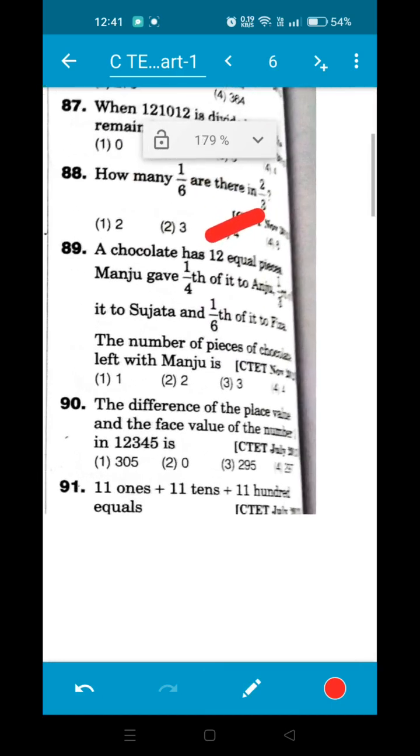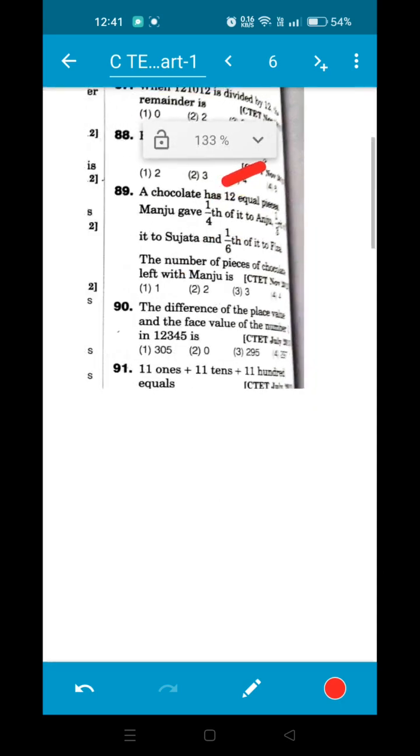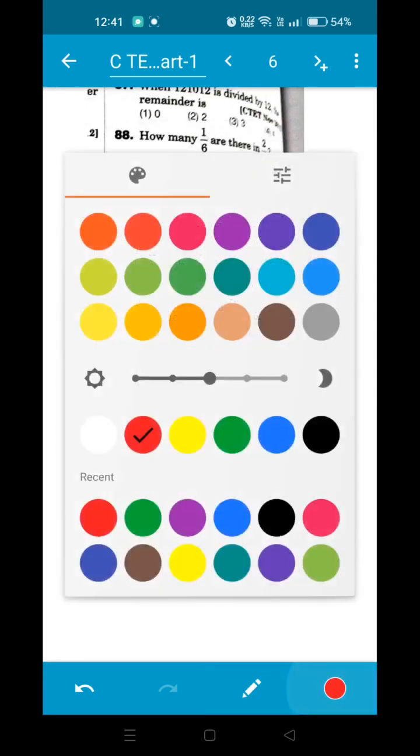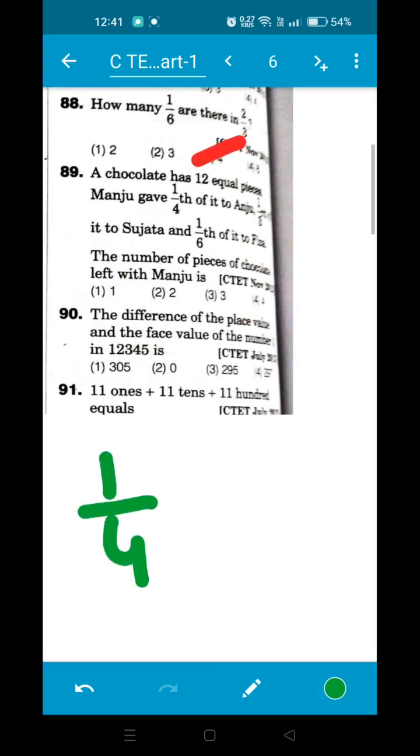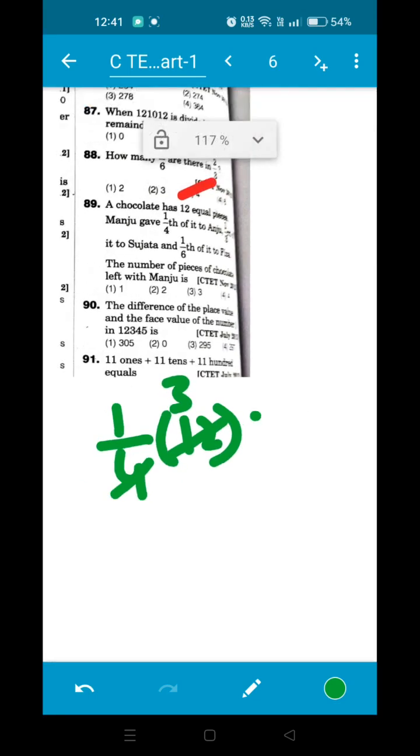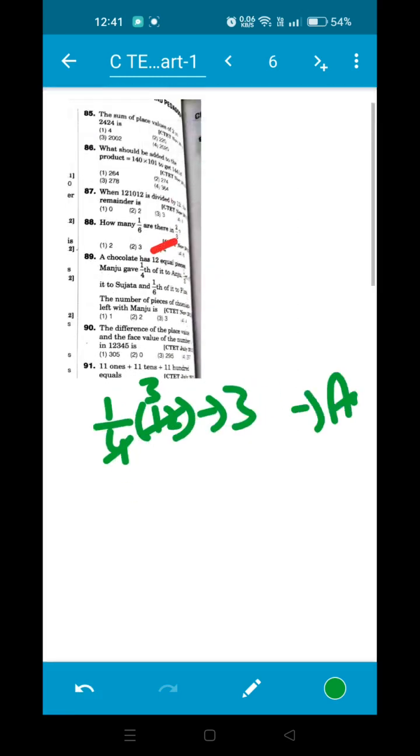Next, 89. A chocolate has 12 equal pieces. Totally it has 12 equal pieces. Manju gave 1/4 of it to Anju, 1/3 of it to Sujata and 1/6 of it to Fija. The number of pieces of chocolate left with Manju is to be found. Out of 12, 1/4 Manju gave to Anju. So 1/4 of 12 means 3 parts. So these 3 parts Manju gave to Anju.